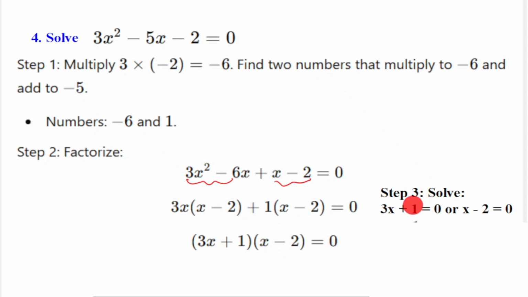And step 3, when we solve, 3x plus 1 is equal to 0 or x minus 2 is equal to 0. And from this one, when we solve for x, we get x is equal to minus 1 over 3, or for this one, we get x is equal to 2. So the solution set is minus 1 over 3 and 2.